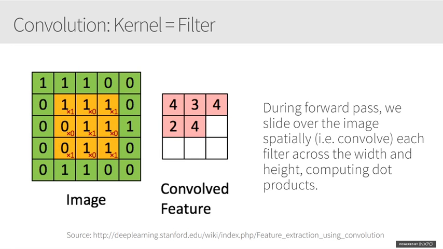Remember how we talked about convolutions prior, where we said it's looking at a smaller portion of the image. For example, in this animated GIF, the image is on the left side and the convoluted feature is on the right side. We're taking a 3 by 3 filter, the yellow box moving around on our 5 by 5 image, and the convoluted feature, the output of that, is our 3 by 3. This is during our forward pass. So we slide over the image spatially, i.e. convolve, each filter across the width and height and compute the dot products.